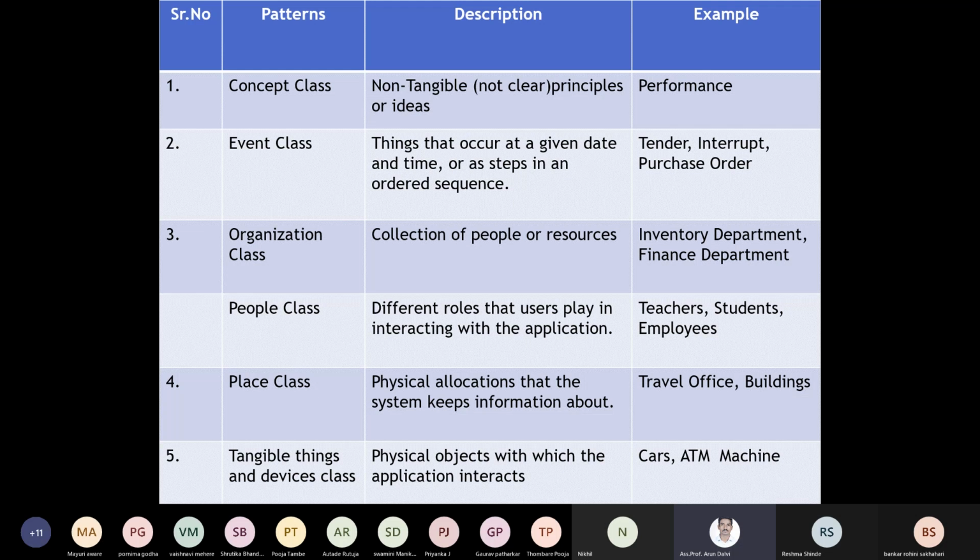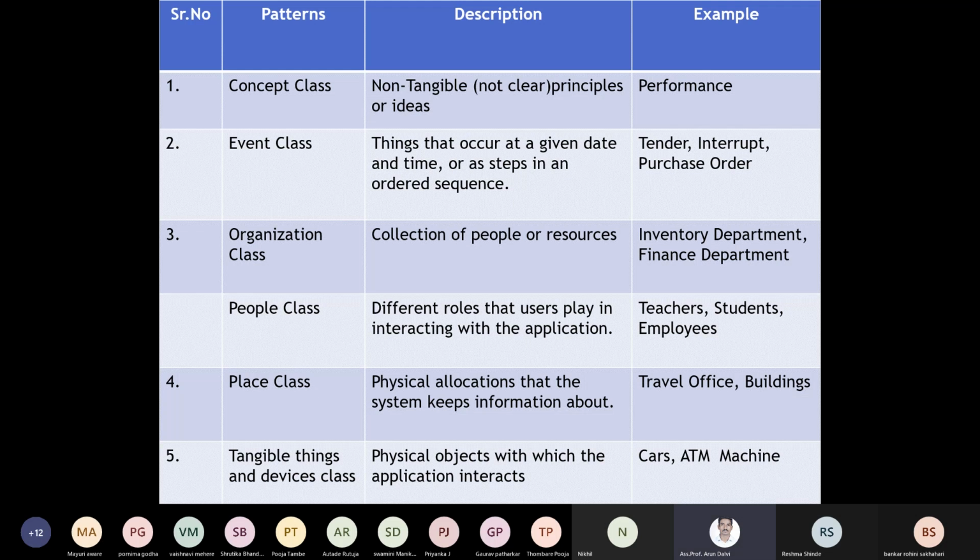Okay, so the second pattern is event class. Event class means things that occur at a given date and time or as steps in an ordered sequence. What is the event class? For example, tender, or purchase order. Consider the purchase order. The purchase order class has some fixed date or fixed time, or this is the order sequence.